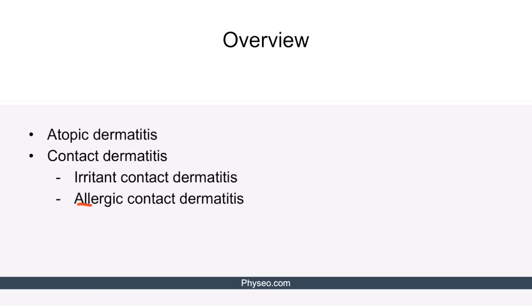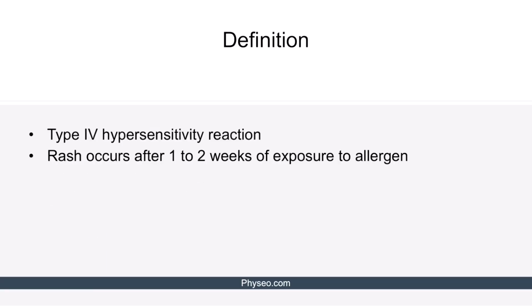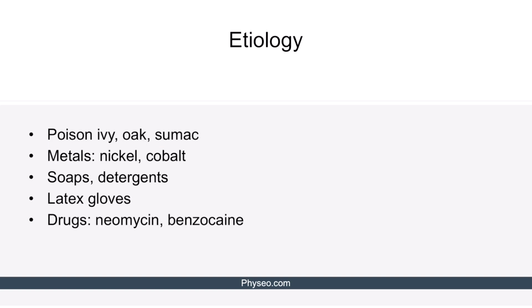Finally, let's move on to allergic contact dermatitis. So this is defined as an inflammation of the skin due to a type 4 hypersensitivity reaction in response to various allergens, and the rash occurs 1 to 2 weeks after the exposure to the allergen. Some common allergens include poison ivy, poison oak, or poison sumac, metals like nickel and cobalt, soaps, detergents, latex, and drugs such as neomycin and benzocaine.